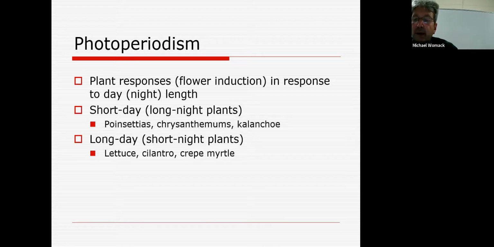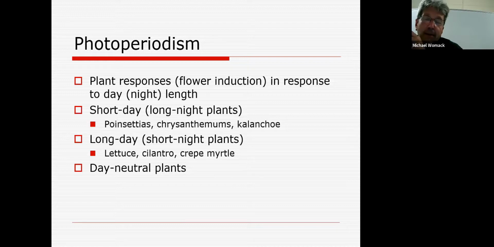And then there are some plants that are day neutral. That means they don't care what the day length is. They're going to flower pretty much any time during the year. So thank goodness a lot of plants fall in that category. Crepe myrtle is another one of those plants that's a long day, short night plant. So that's why crepe myrtles bloom here in the summer, but not in the winter. So again, there are ways you can manipulate the light to help them along.